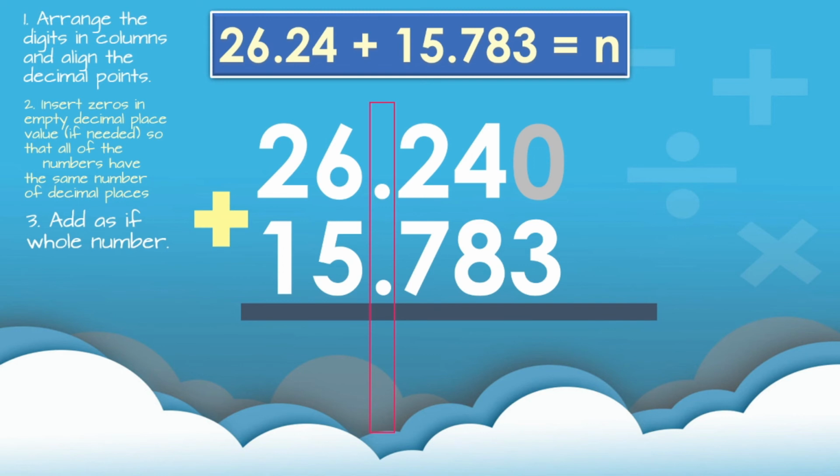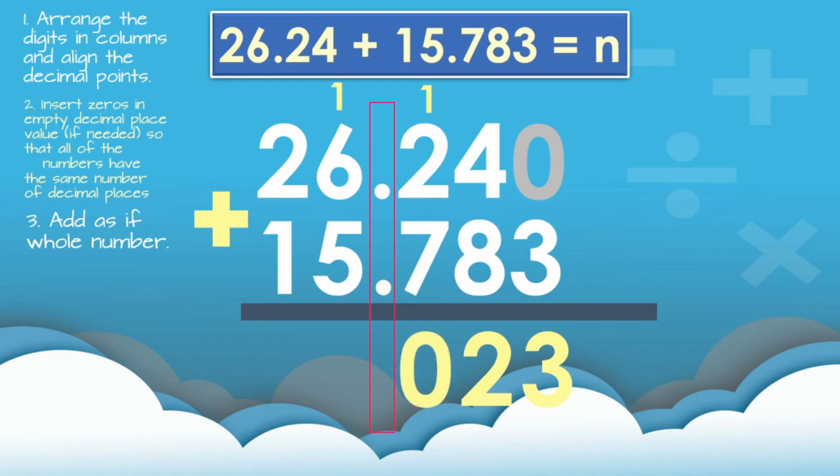So, 0 plus 3, we have 3. 4 plus 8, we have 12, carry 1. 7 plus 2, that is 9 plus 1, 10. Bring down 0 and carry 1. 6 plus 5, that gives us 11. 11 plus carry 1, that gives us 12. So bring down 2, carry 1. 2 plus 1, that gives us 3. And then, plus carry 1, that gives us 4.